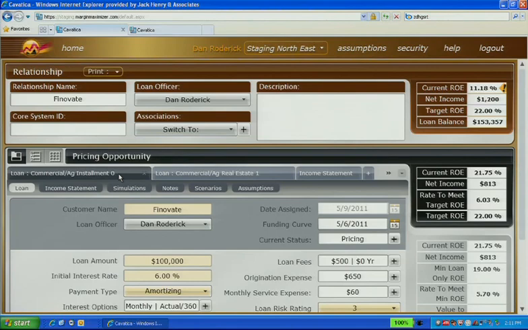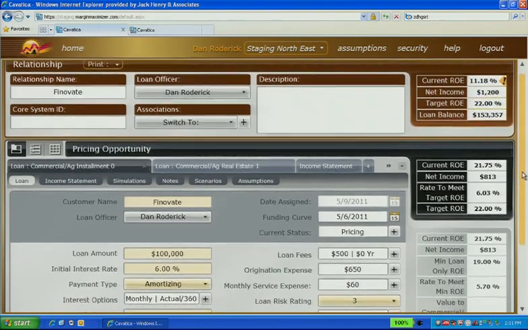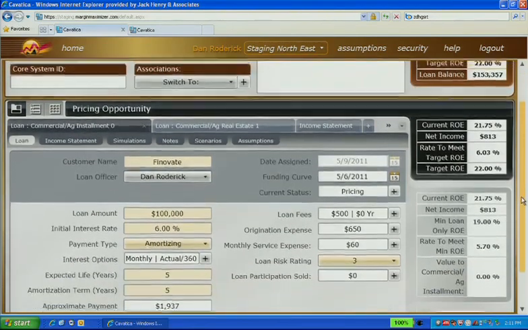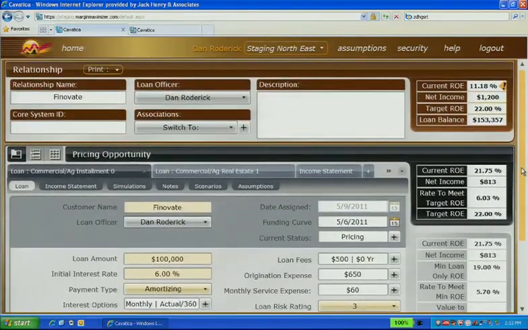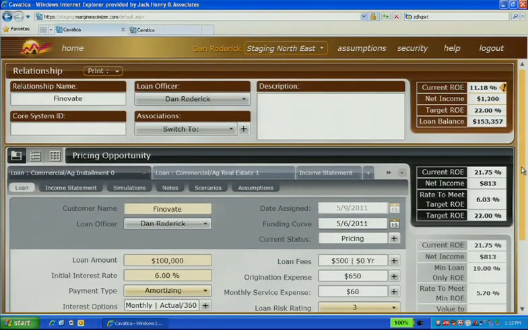Down in the very bottom right, you'll see current ROE and net income. The current ROE is a little over 21%. The banker is going to earn $813 a year in net income after tax on average over the expected life of this loan. So in a matter of an instant, every lender across the organization can understand the profitability of every pricing decision they make. In fact, they also can understand that profitability relative to the institution's target.